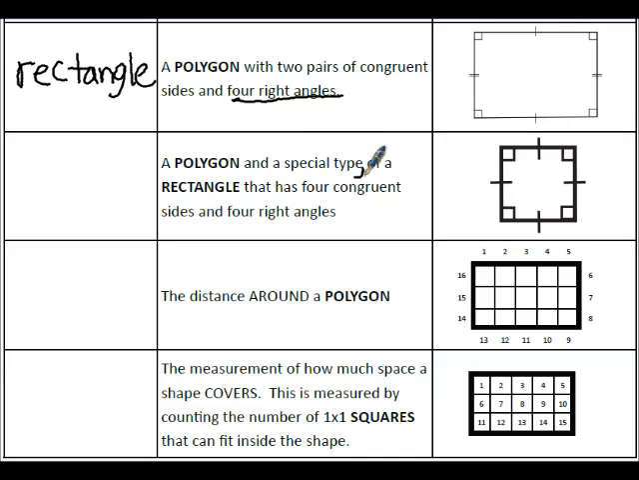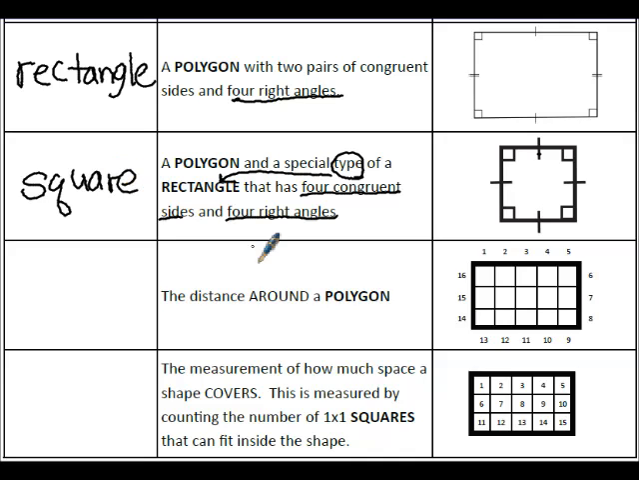Now, a polygon that's a special type of rectangle that has 4 congruent sides. So the important part is that it has 4 congruent sides and it has the 4 right angles needed for a rectangle. So technically it's a rectangle and a rhombus. And this is called a square.